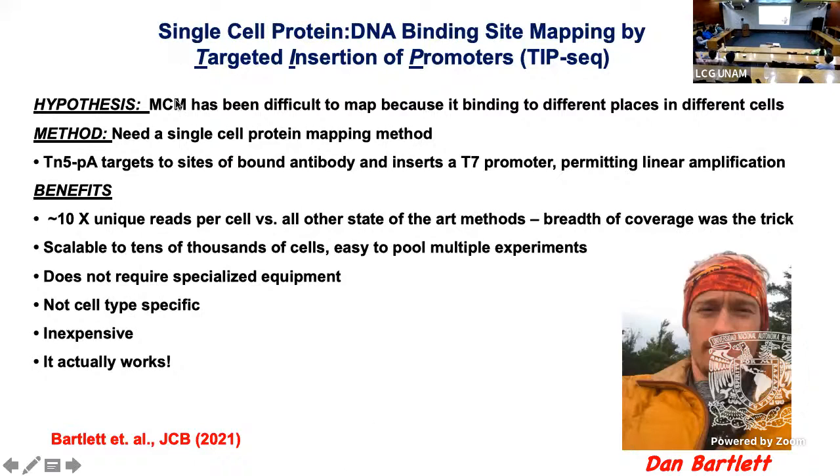The hypothesis that we've been working with for a long time is that it's difficult to map because it's binding all over the place. So if you scrape 1 million cells down and you do a ChIP, you're just going to get noise. That's the hypothesis. But in order to test this hypothesis, you need a way to map protein binding in single cells, and that hasn't been easy. In fact, it's been impossible.